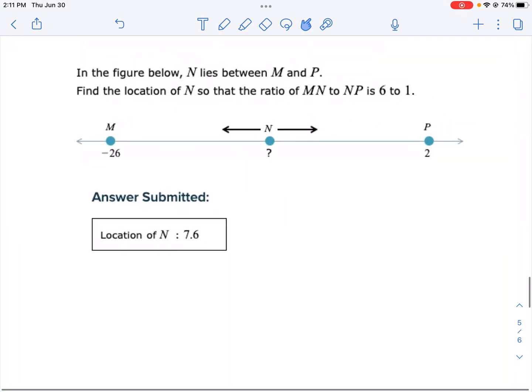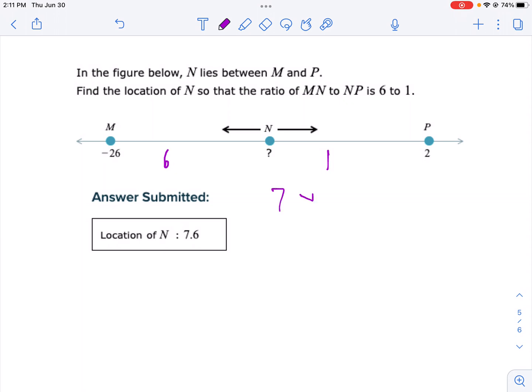This is your partitioning of a segment. So first thing I notice, I want the ratio from m to n to p to be 6 to 1. So in other words, I want 6 units from m to n, and I want that to correspond to 1 unit from n to p. Well, that means I'm going to have a total of 7 units. So what I'm going to do is I want to find the distance from m to p. So m to p is 28 units.